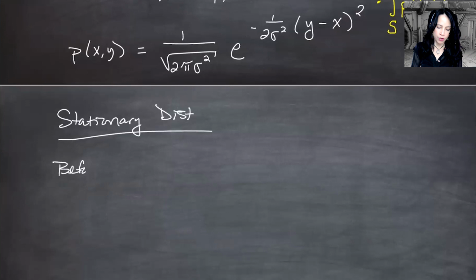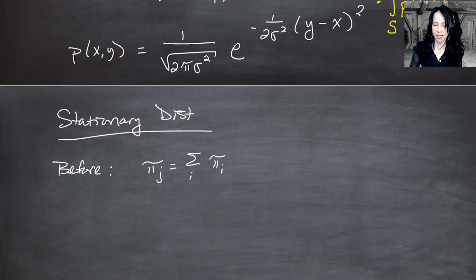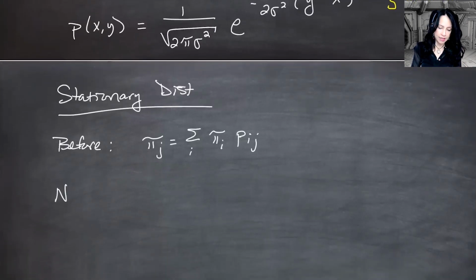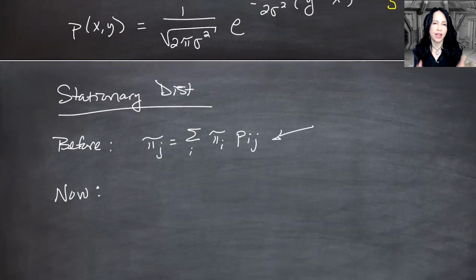So before, and I mean discrete time and discrete state space, the stationary equation was pi j is the sum over i of pi i P_ij. And then when we went to continuous time, we had a P_ij of t. And I just write that so you can sort of see the analog here. This is something where you moved from i to j and you considered all the possible starting points. I'm going to rewrite this. This is what it looks like for the continuous state space.